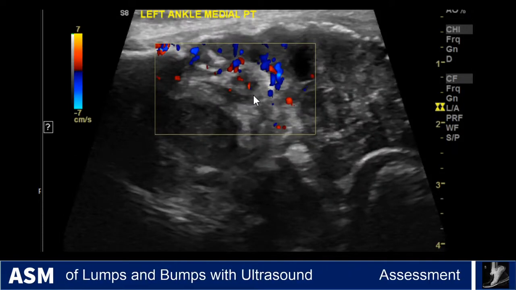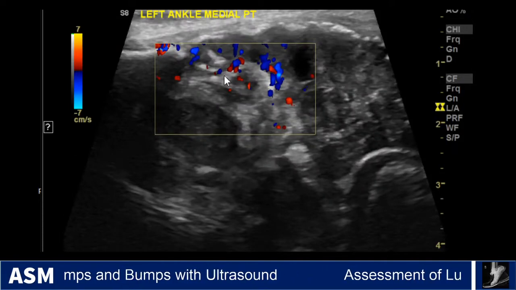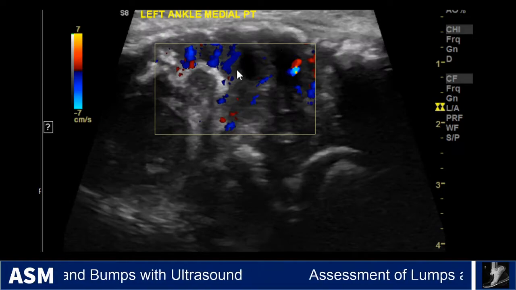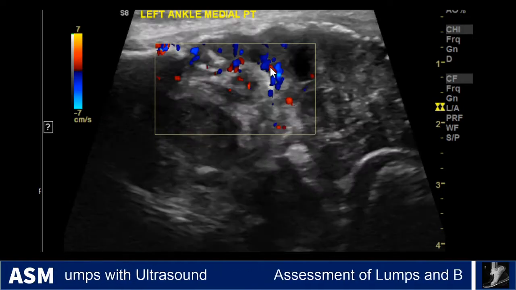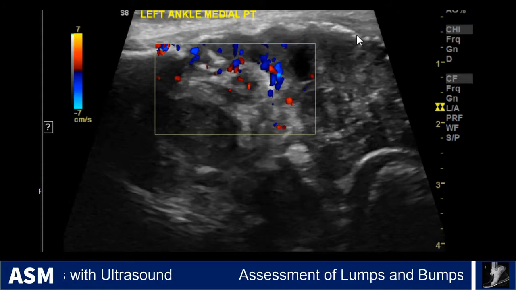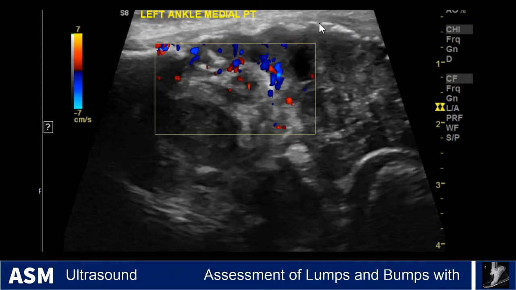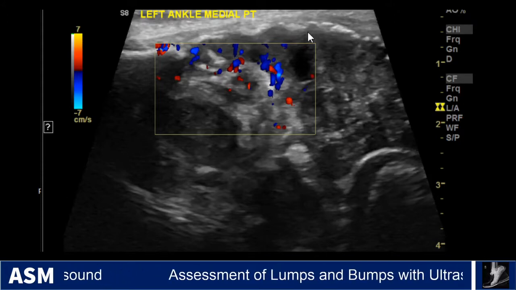Color Doppler assessment was performed, and we can see that there's significant internal vascularity within this mass. We see areas of cystic degeneration, and again that blown out thin cortex on the periphery of the lesion.